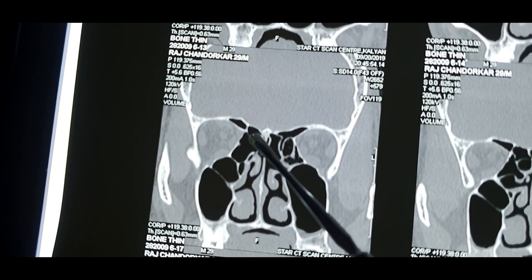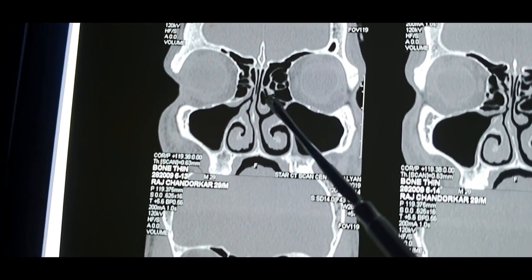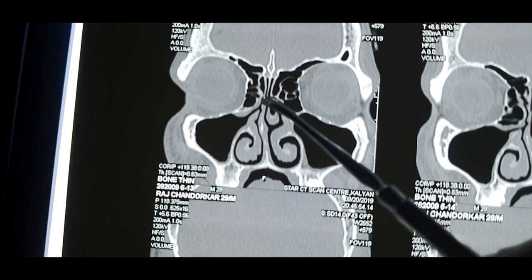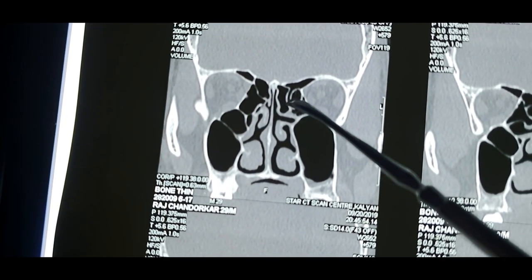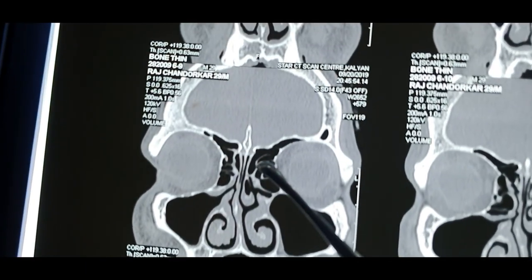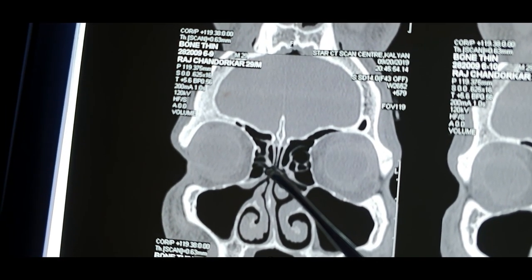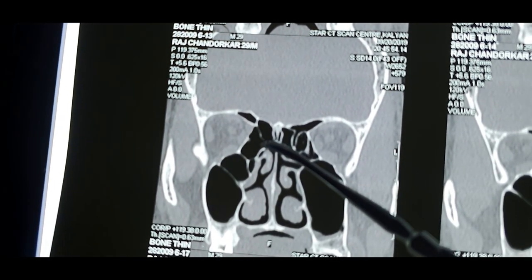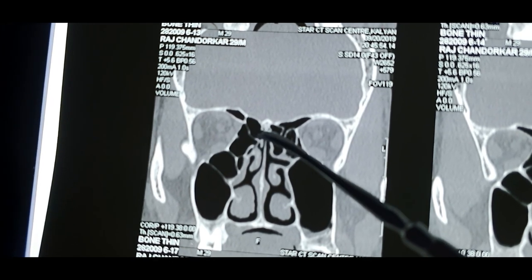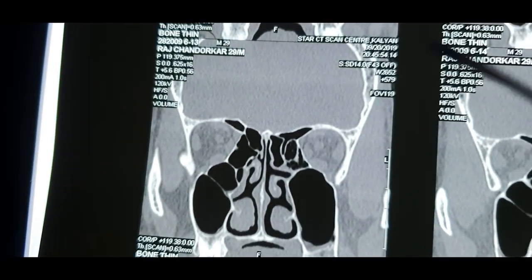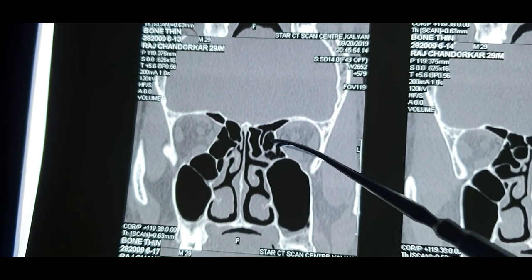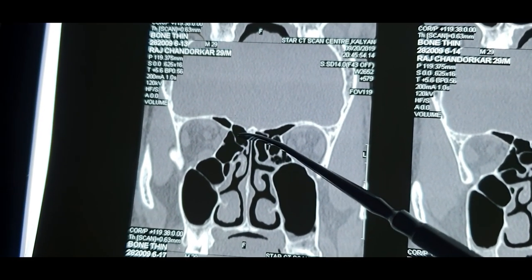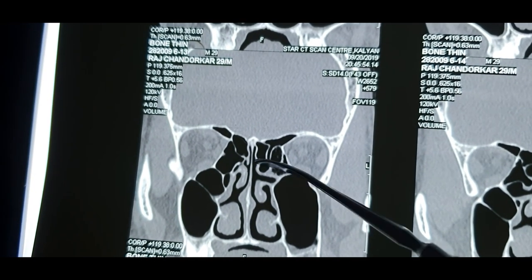look at them. See the cell size. See, the cell size is small and multiple here, and here the cell size is huge and the number is less. So in the anterior ethmoids, the cell size is small, but their number is plenty. In the posterior ethmoids, the number is small and the size is big. Clearly, this one cell is so big and this is two cells, max two cells. This is one, this is two. Only two huge cells in the posterior ethmoids.